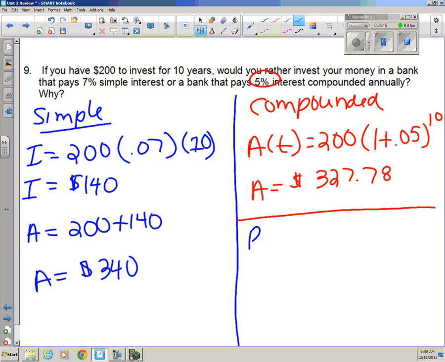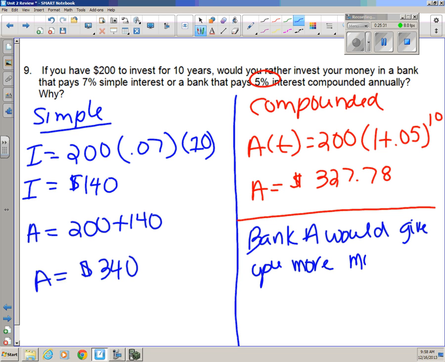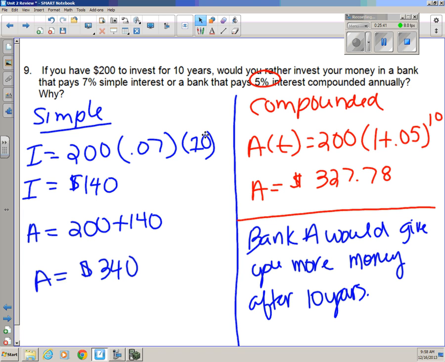So Bank A would give you more money. You would have more money in the bank, we should say, with Bank A after 10 years. Would give you more money after 10 years. Okay, so here it makes more sense to go with the simple interest. Eventually, over time, the compound interest is the one that seems to kind of take off, and you end up making more the longer you keep it in if it compounds.